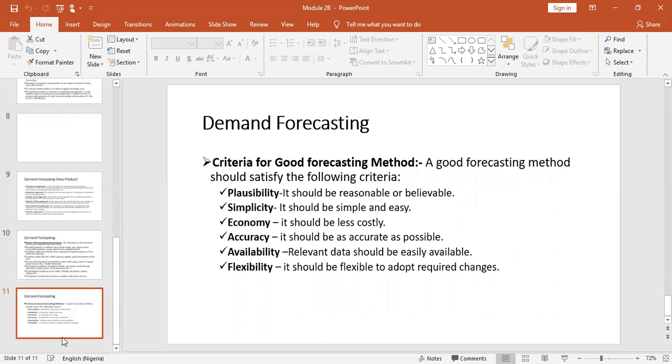Simplicity: it should be simple and easy. Everybody should be able to read and make meaning out of it. Economy: it should be less costly. You don't have to spend so much money on demand forecasting, because that will add to your cost of production, or make your company a cost leader, which you wouldn't like.